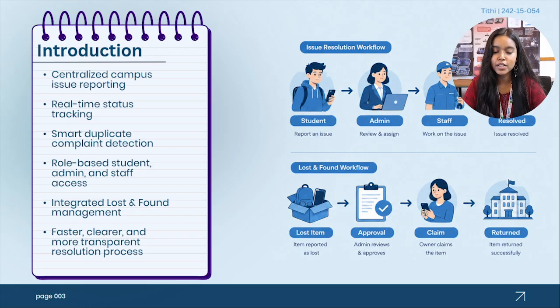CampusFix has three main users: students, admins, and staff. Students report problems, admins review and assign them, and staff work on the issue and update the progress. It also includes a complete lost and found service where items can be posted, approved, claimed, and returned. Overall, CampusFix makes campus issue management easier, faster, and more transparent.